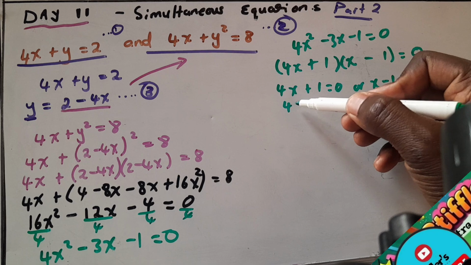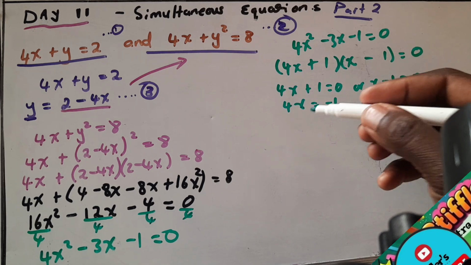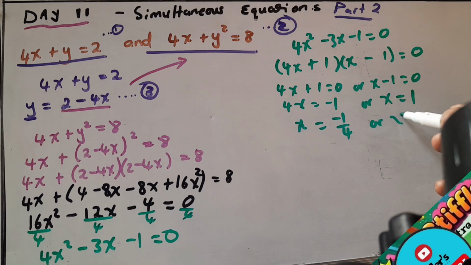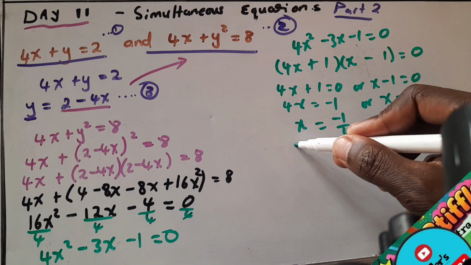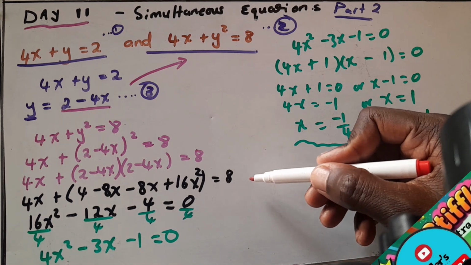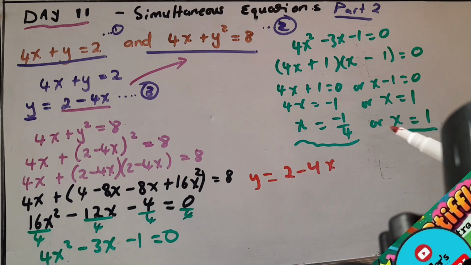So now 4x is equal to negative 1, or x is equal to positive 1. So x is negative 1 over 4, or x is equal to 1. So we have two values of x. But we said we want to solve this simultaneously, for every variable, right? So now we can proceed to solve for y. We know that y is equal to 2 minus 4x. On the first equation, we substitute x as negative 1 over 4. On the second equation, we substitute x as 1.